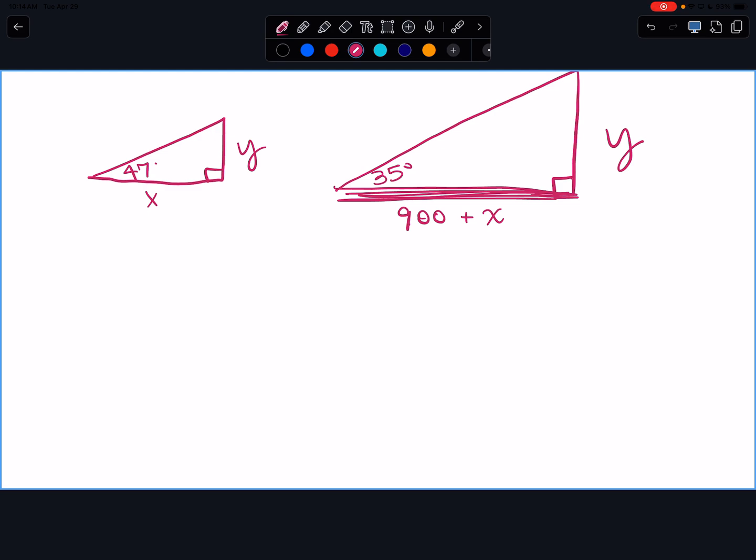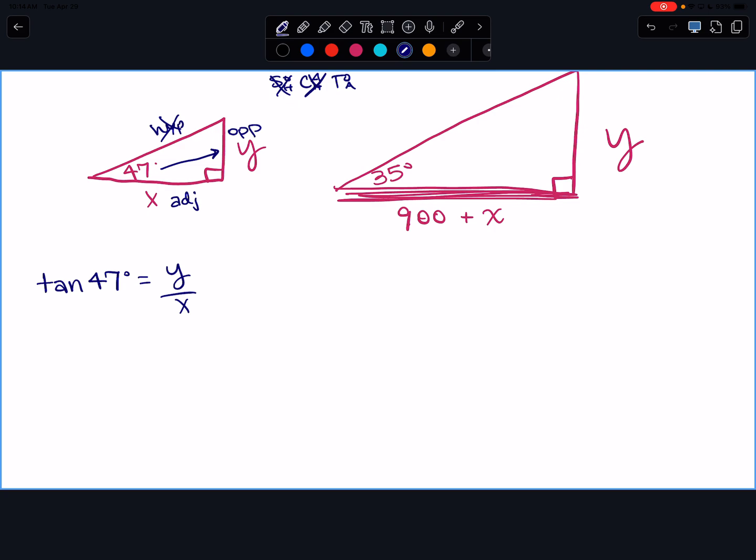I did tangent 47 degrees is equal to y over x. You said the tangent of 47 degrees is equal to y over x. Because this would be opposite, this would be hypotenuse, and this would be adjacent. And if we look at SOHCAHTOA, we have nothing on hypotenuse. Do y'all agree with that?